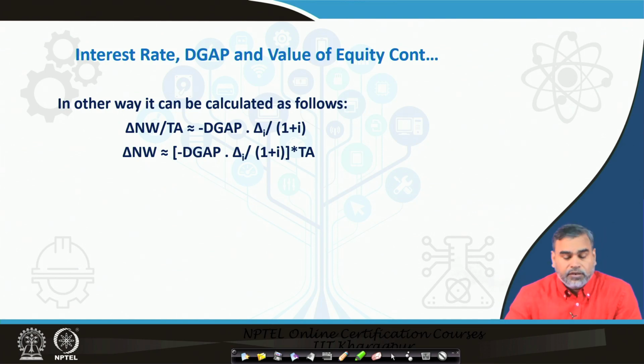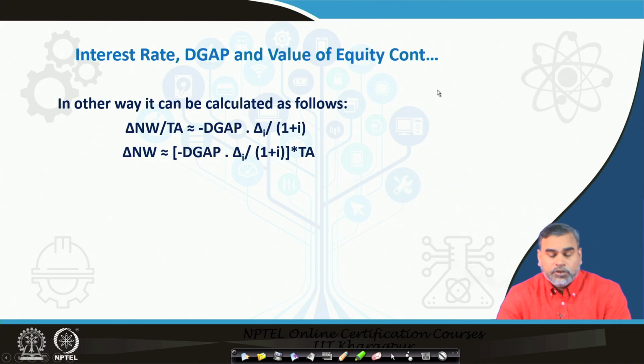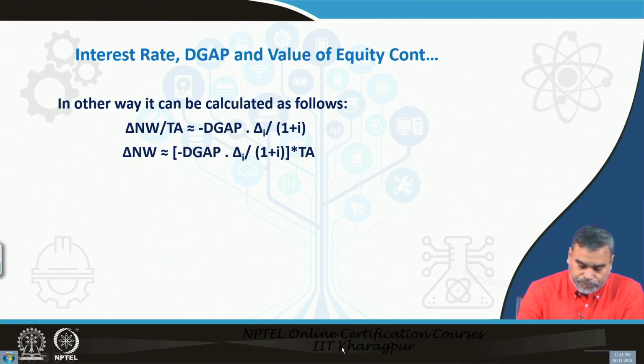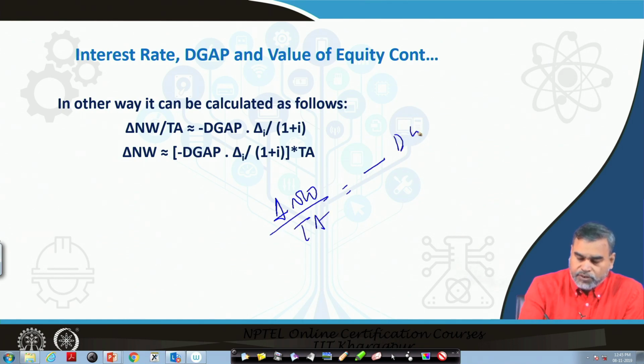So, either you can directly go from here. The previous case that we have seen talks about the relationship between the durations of liabilities, duration of assets, as well as the interest rate and equity. From there, we can also directly find out your delta NW by TA is equal to minus the duration gap into delta I divided by 1 plus I.